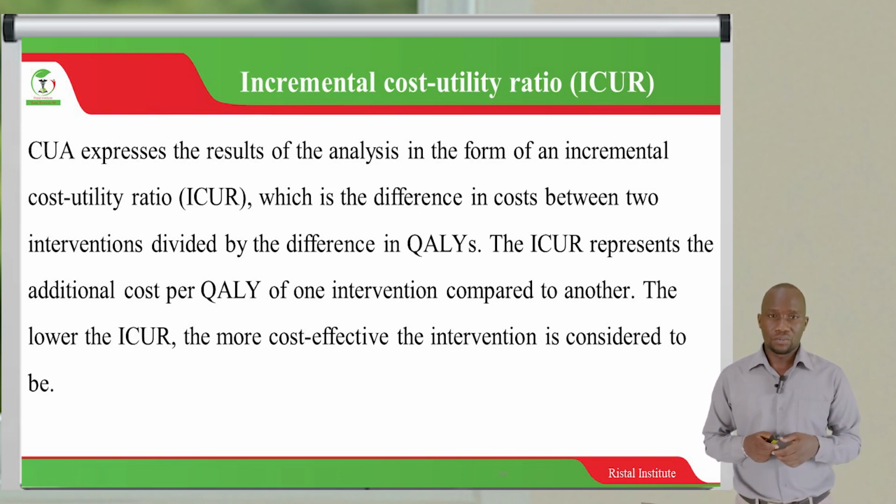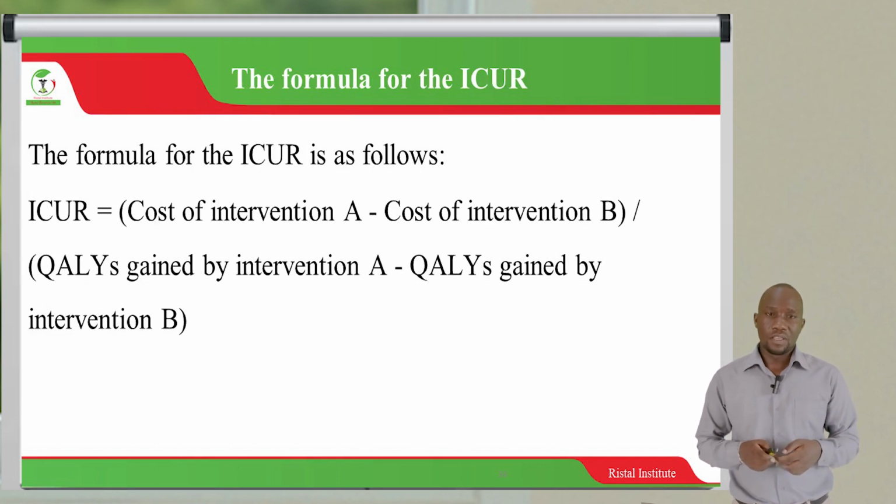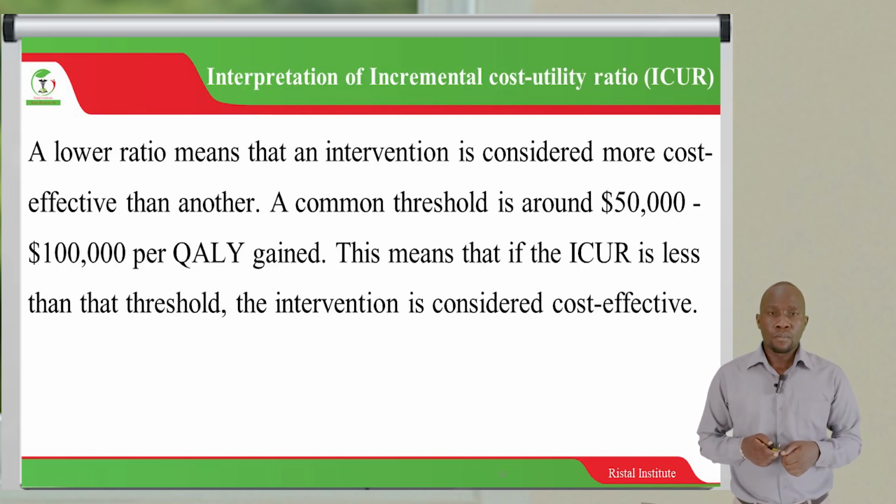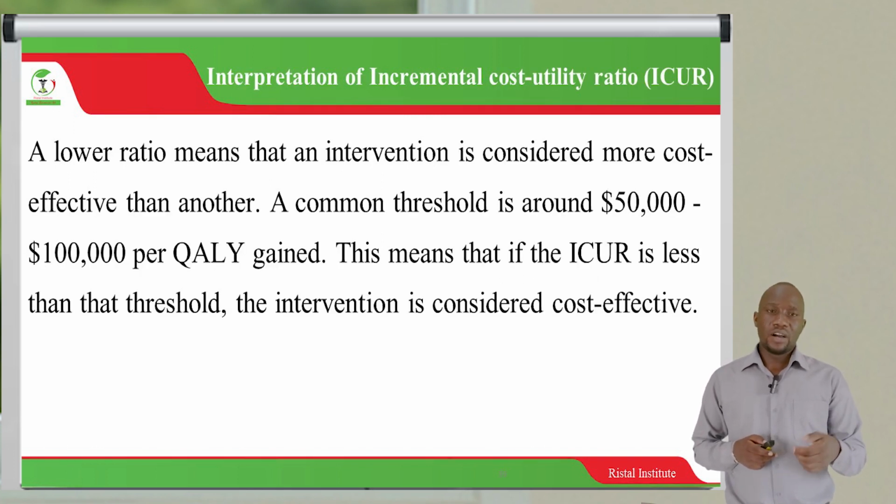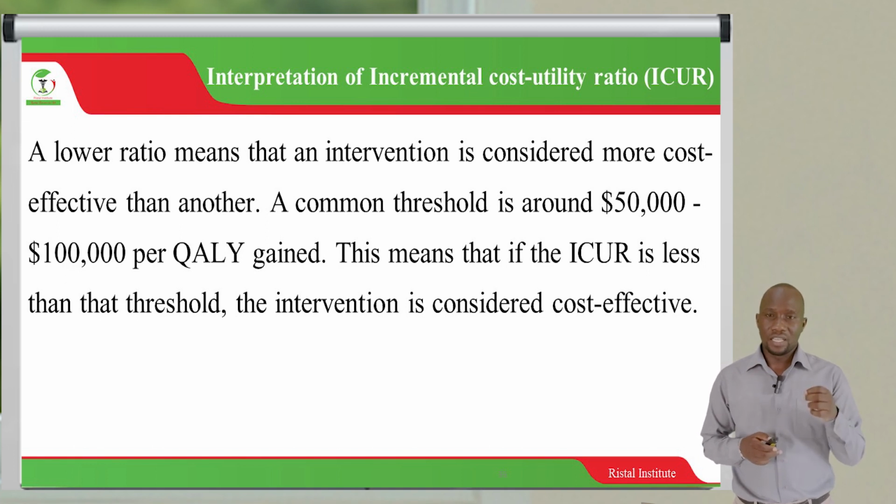Incremental cost utility ratio is a parameter that we can use in expressing cost utility analysis. It basically looks at the difference in cost between two interventions divided by the QALY that they actually generate. So the cost of intervention A minus the cost of intervention B, divided by the QALY gained by intervention A minus the QALY gained by intervention B. The interpretation is that if you have a lower ratio, it means that the intervention is more cost effective than the other.